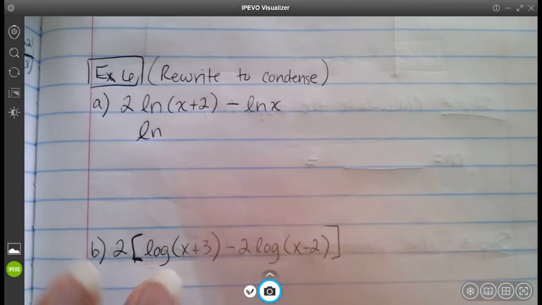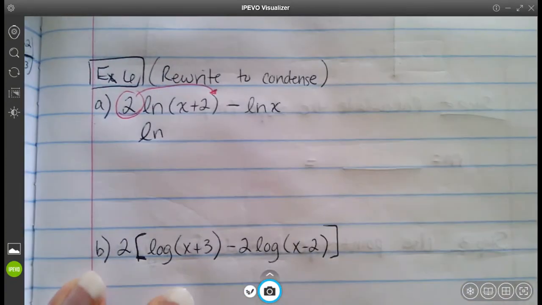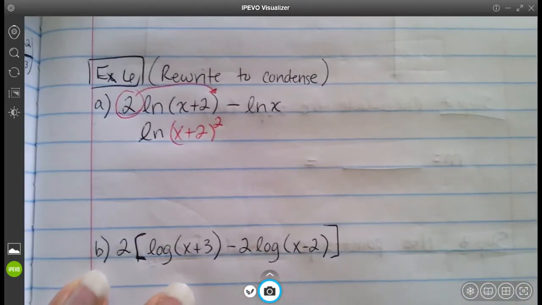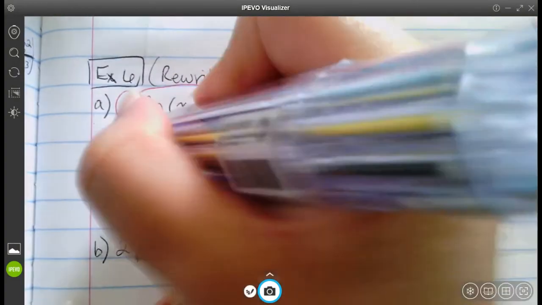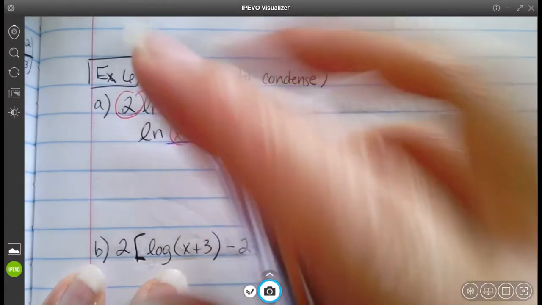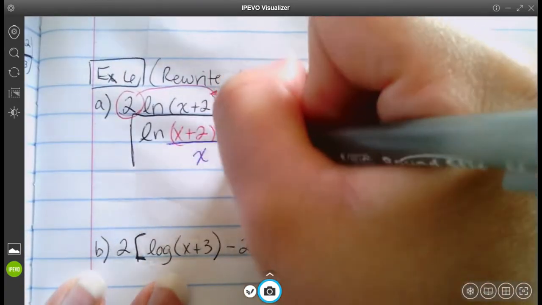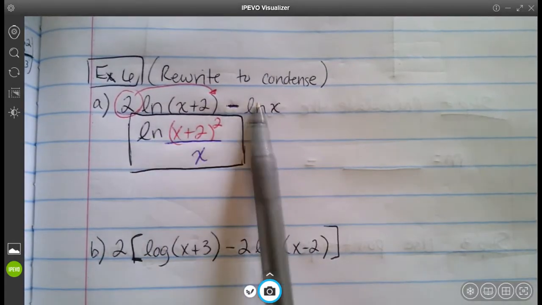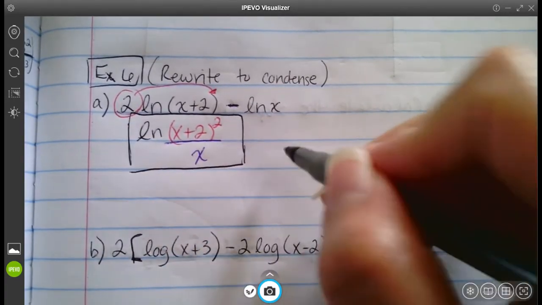It looks like this 2 is going to get moved to the power place right here. So there's my first part, x plus 2 squared, okay? I also see that I have subtraction, which means division, okay? And then this x right here doesn't have anything else with it, so the x just kind of stays by itself like that. That's all I can do with this one. And if you wanted to check, we have 2 terms, so I have two ln's up here, division, subtraction, 2 in the front should be a power, so we're good to go.